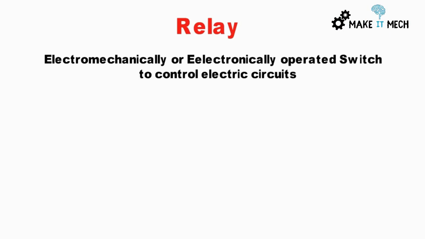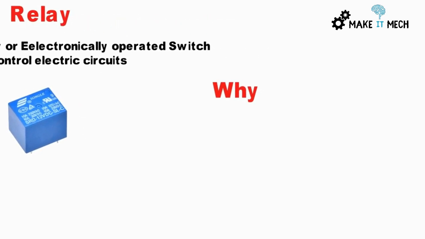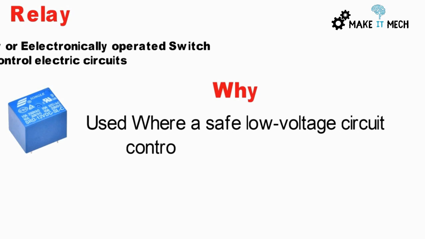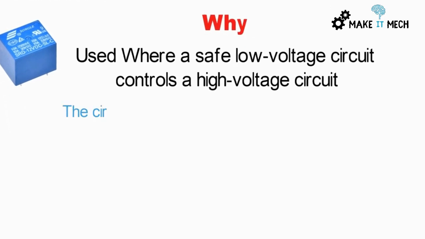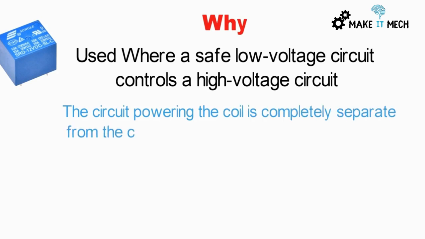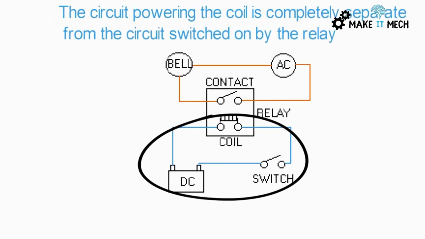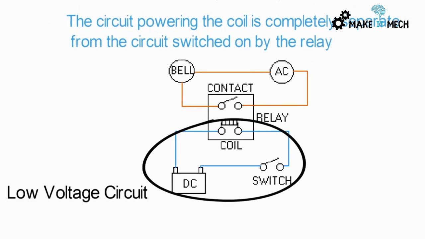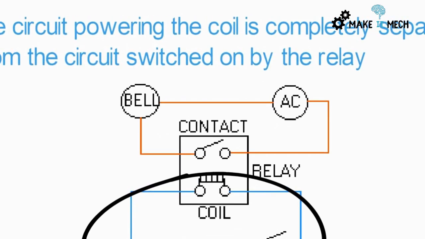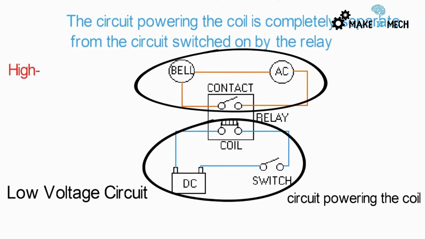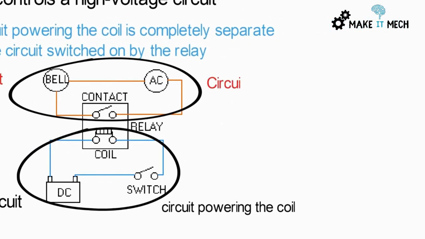Fourth, we have relays. A relay is also a switch that is electromechanically and electronically operated. A relay is used where a safe low voltage circuit controls a high voltage circuit, because the circuit powering the coil is completely separate from the circuit switched on by the relay. Here is an example. Below we have a low voltage circuit. This circuit is actually powering the coil. And above we have a high voltage circuit. The high power circuit is switched on by the relay.